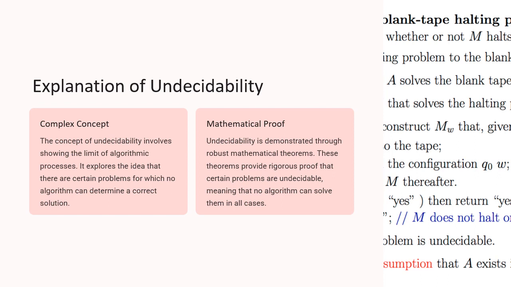Mathematical proof. Undecidability is demonstrated through robust mathematical theorems. These theorems provide rigorous proof that certain problems are undecidable, meaning that no algorithm can solve them in all cases.